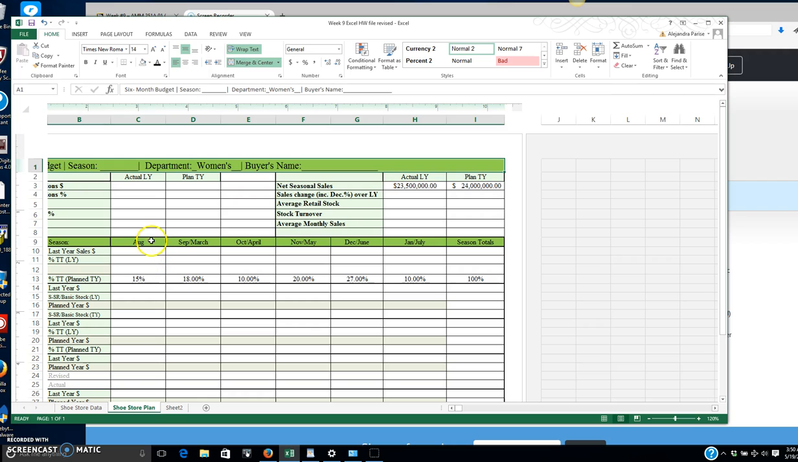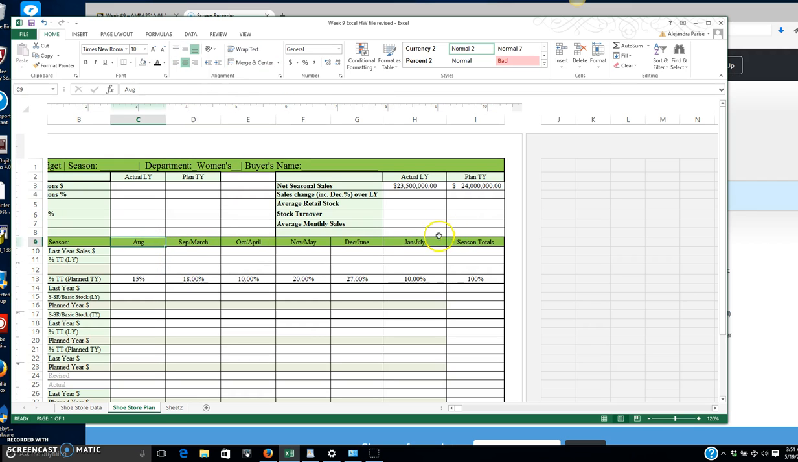Season is fall. Now, if you notice the months, it's a template, so you can use it for either season, but we're doing fall, so go ahead and remove the spring season months. And you can either write out the month or just leave it abbreviated.